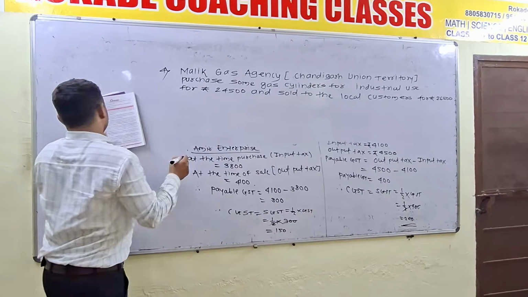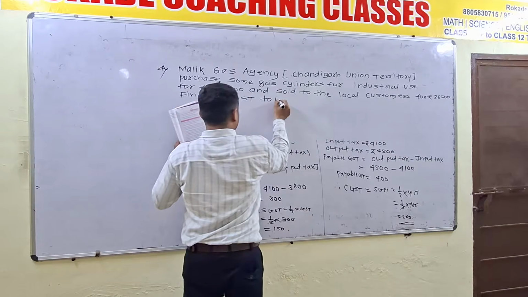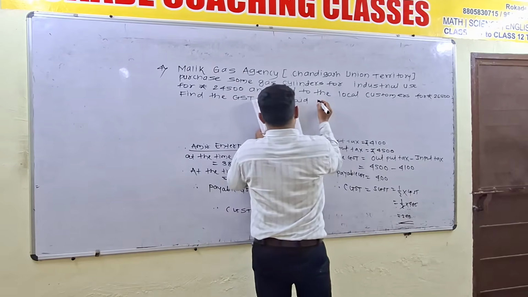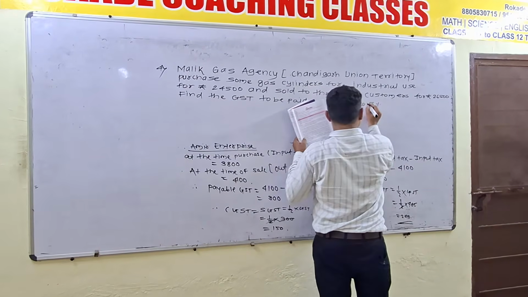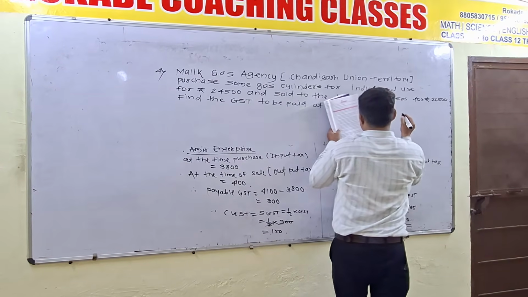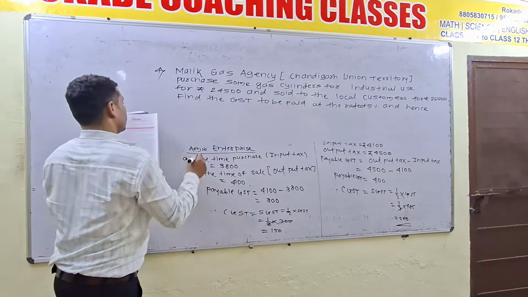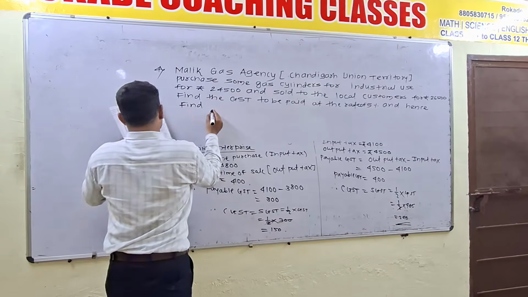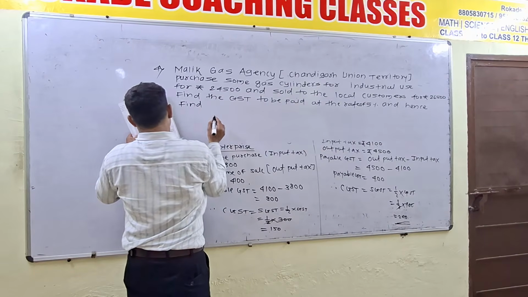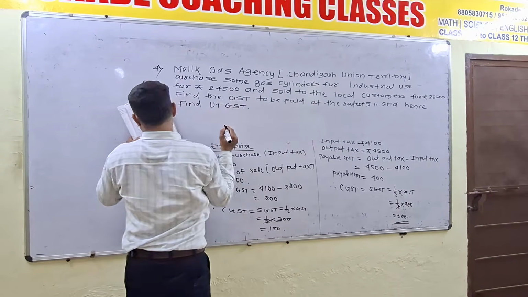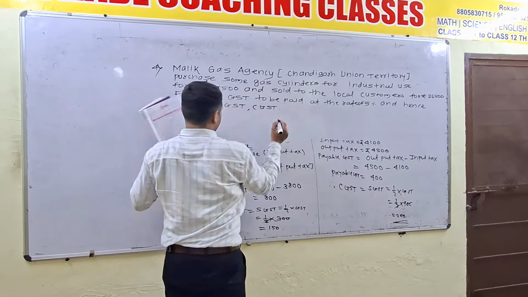Find the GST to be paid at the rate of 5%. And hence find CGST and UTGST.